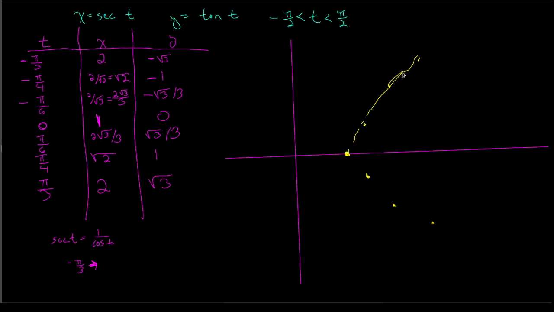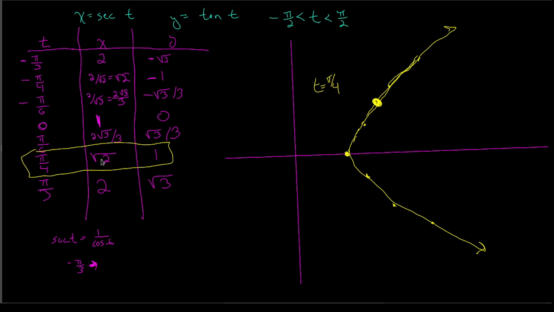We get something that looks kind of hyperbolic. If I were to run over to Desmos and graph this, I'm not recognizing the curve directly, but it definitely has a kind of hyperbolic behavior to it. And we're going to look for the tangent line when t equals pi over 4. And so when t equals pi over 4, we're here at x values of root 2 and y values of 1. So what we want to be able to do is find the tangent line.